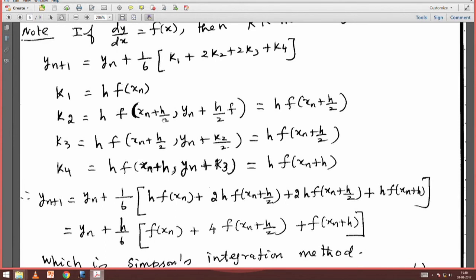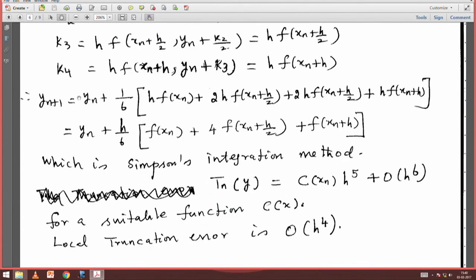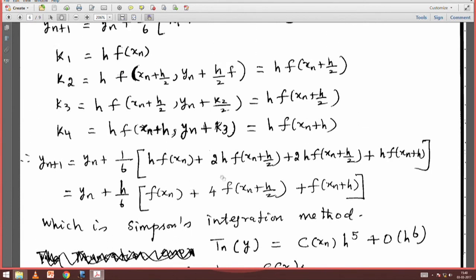What is this? f of xn plus h by 2 comma yn plus k1 by 2, but the function f of x comma y is simply a function of x alone. So, this is essentially h into f of xn plus h by 2. Similarly, k3 will be h into f of xn plus h by 2 and k4 will be h into f of xn plus h. So, we get yn plus 1 to be yn plus 1 by 6 times k1, which is h f of xn, plus k2, which is 2 h f of xn plus h by 2, plus 2 k3, which is 2 h f of xn plus h by 2, and finally k4, which is h into f of xn plus h.